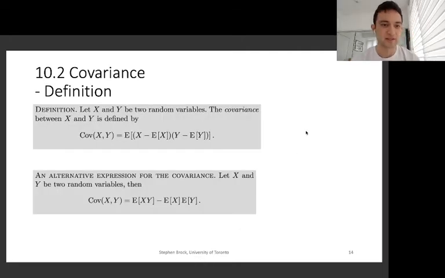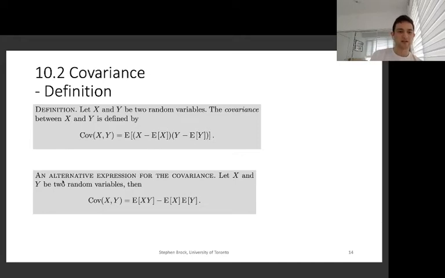All right, so now let's get into a definition of covariance. Let x and y be two random variables. The covariance between x and y is defined by: covariance of x and y is equal to the expected value of x minus expected value of x, times y minus the expected value of y. All right, so that's interesting, and that's definitely something to think about.